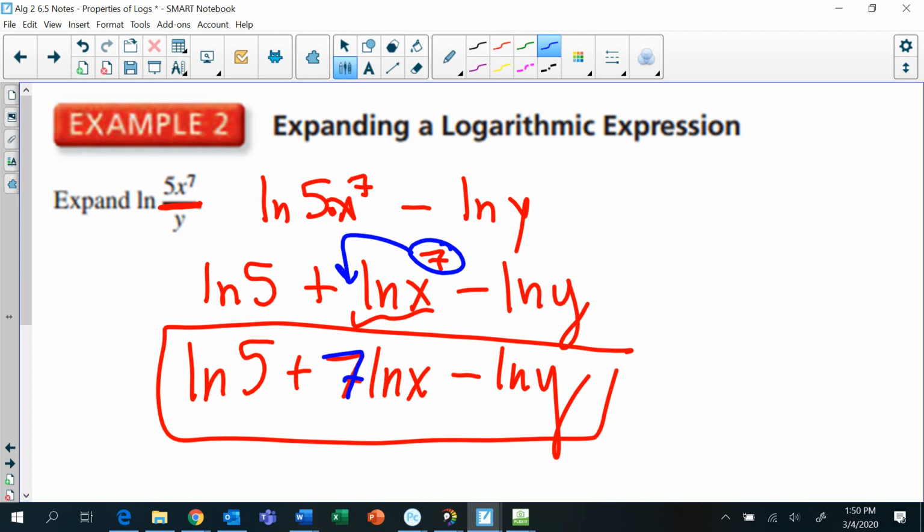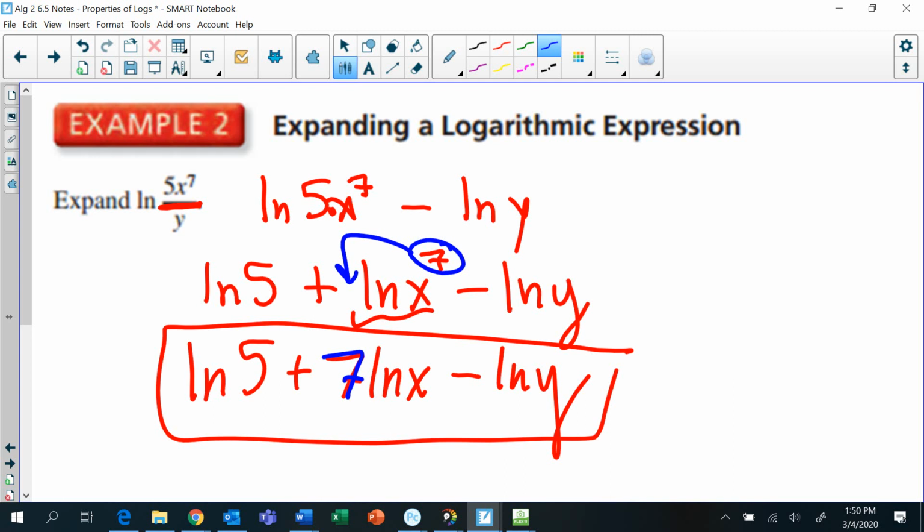If it was log base 7, but I'm not trying to cancel out ln. Would that be totally different than what we did before? Okay, so that's why it's different rules now.